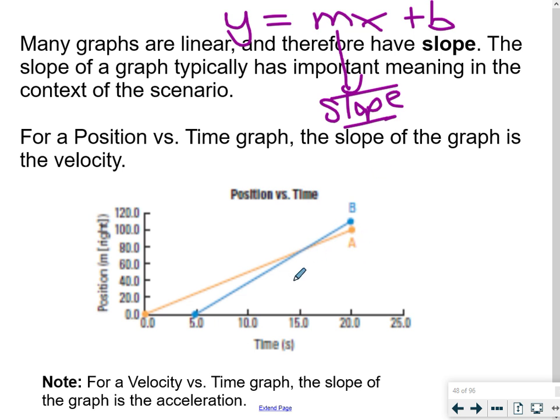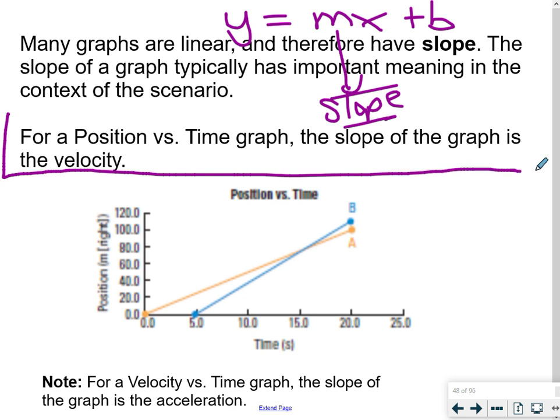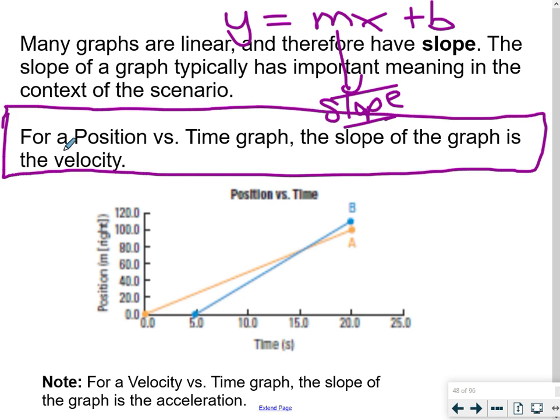For example, look at these two graphs right here. Which of these two graphs has more slope to it? Well, hopefully you're in agreement it's graph B, because it's got a little more steepness to it. And what we've actually discovered, and I'll show you why in a bit, is that if you have a position time graph and you know how to calculate the slope, a position time graph slope is its velocity.